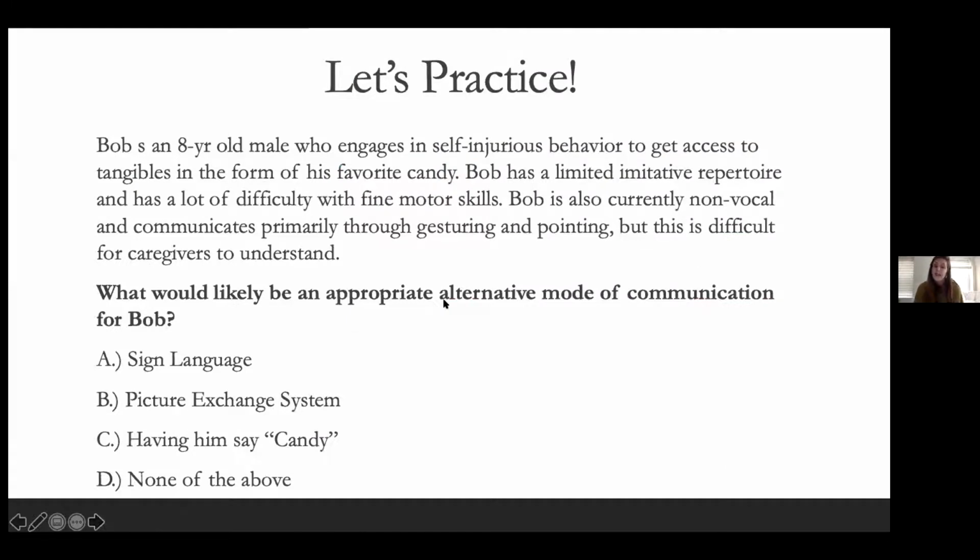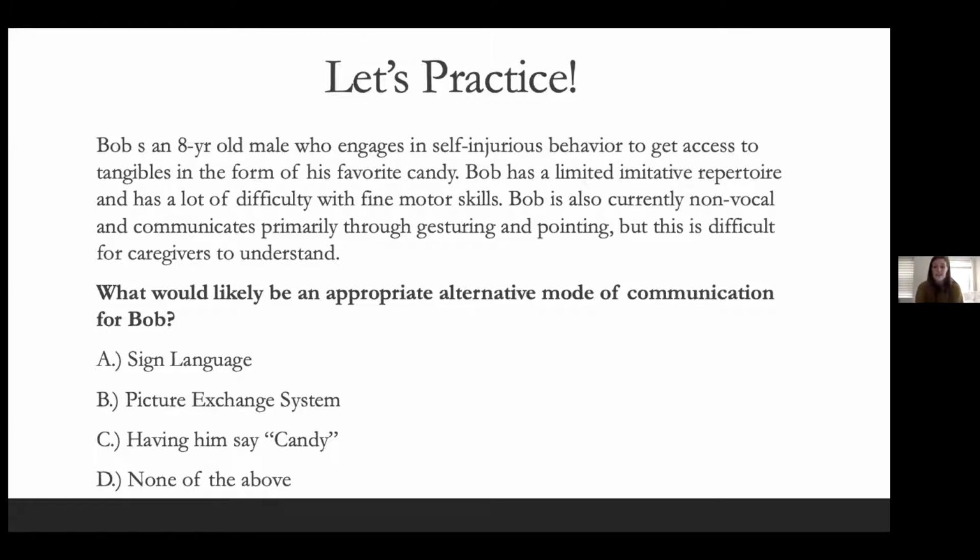So again, this can be really challenging. We always consult with our speech language pathologists, but here is an example of taking different things into consideration when we're trying to select which mode of communication would be the best for Bob. Bob is an 8-year-old male who engages in self-injurious behavior to get access to tangibles in the form of his favorite candy. I hope it's Kit Kats, because those are my favorite candy.